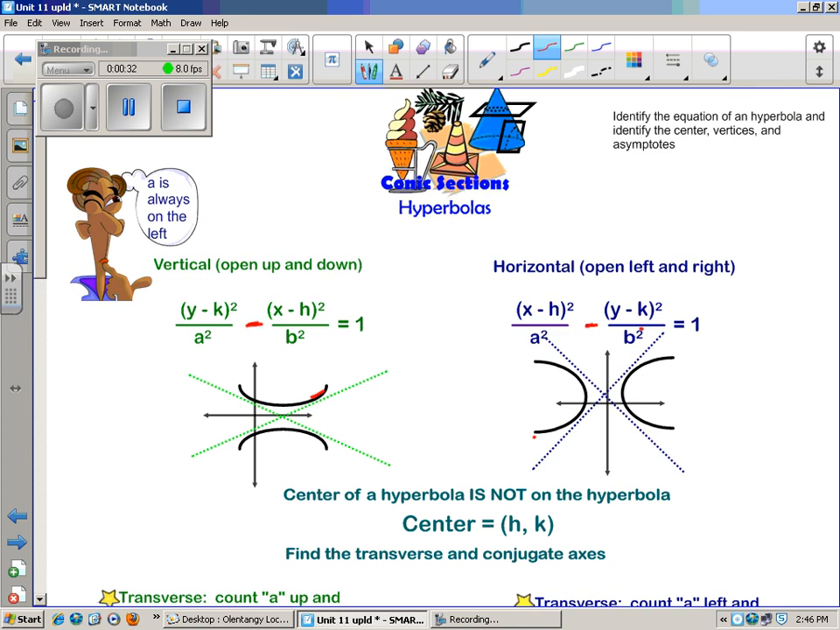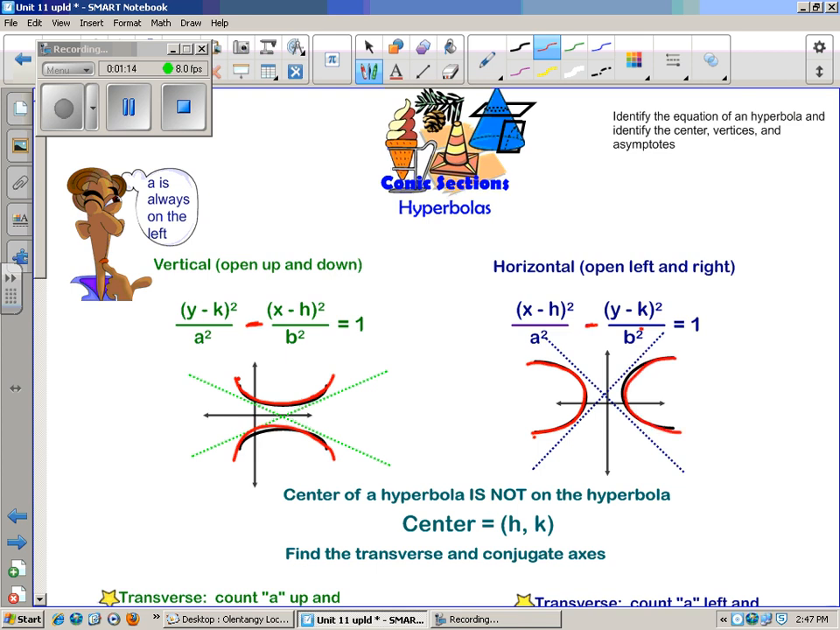Putting them in different order gives me two different kinds of hyperbola. The first one is called a vertical hyperbola. A hyperbola is two parabolas back to back. That's the definition of a hyperbola, it's like two parabolas back to back. A vertical hyperbola opens up and down. So here we've got a vertical hyperbola, and a horizontal hyperbola opens left and right.